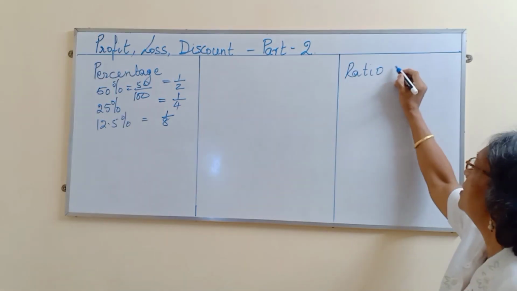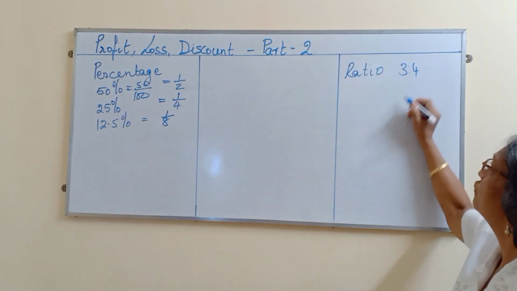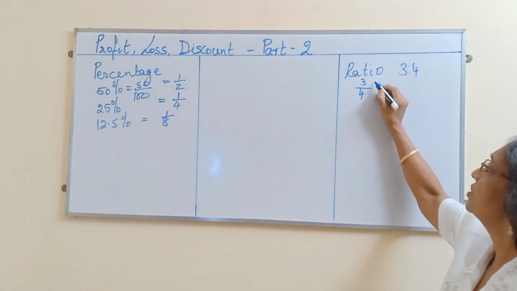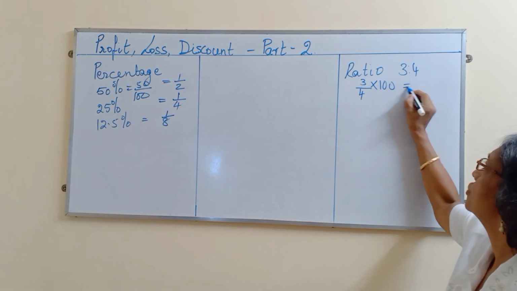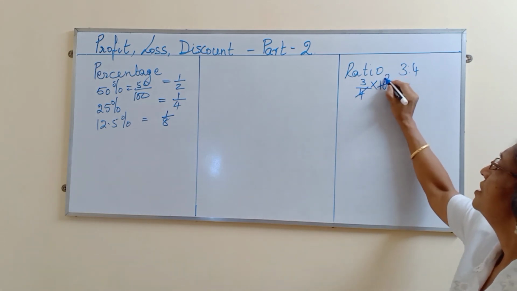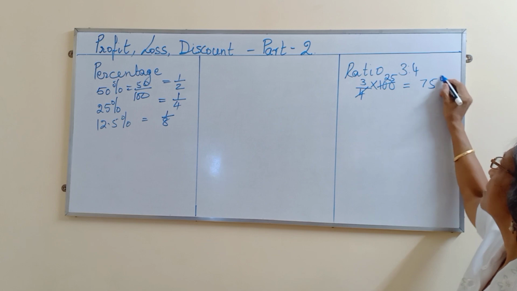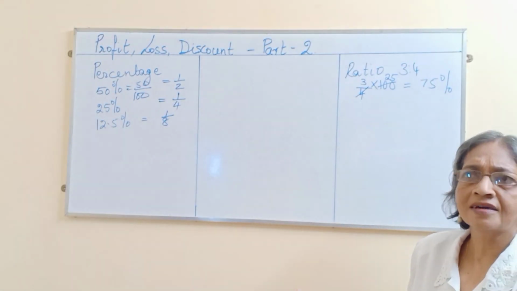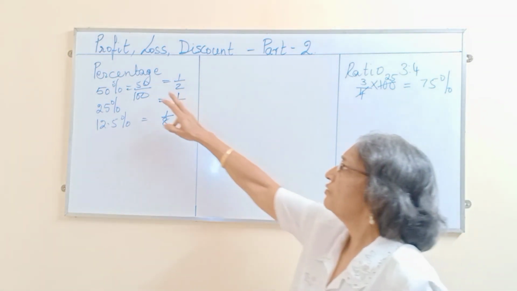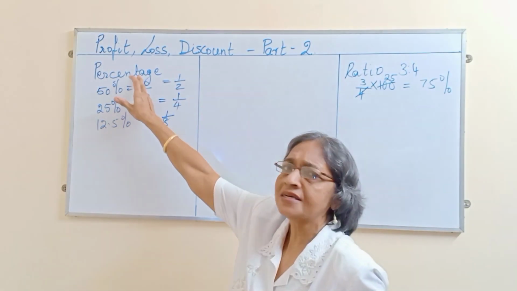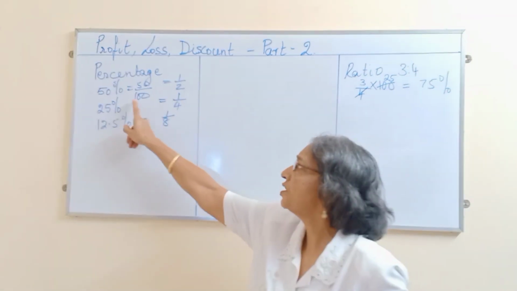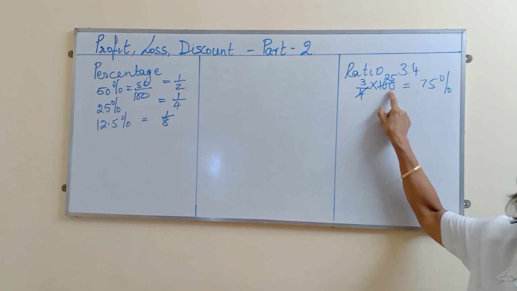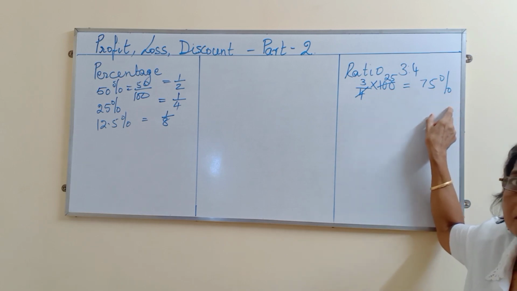Likewise, when you have a ratio given, say 3:4, which is written as 3 upon 4, and you have to convert it to a percentage, we multiply this by 100 and you'll see that it comes out to be 75%. So two things are clear here. One is when you have a percentage given, you have to convert to a ratio, you divide by 100. Given a ratio, to convert to a percentage, you multiply by 100.